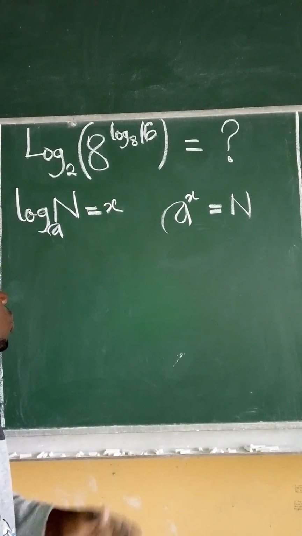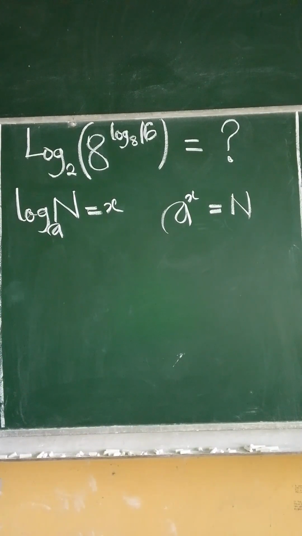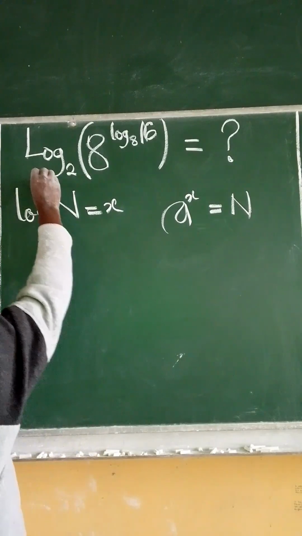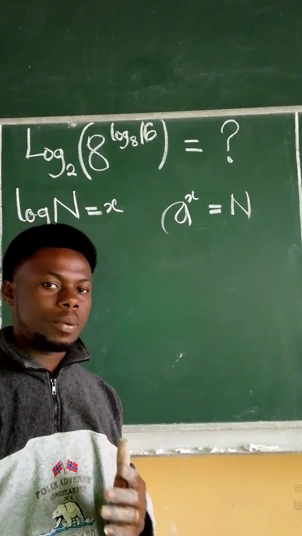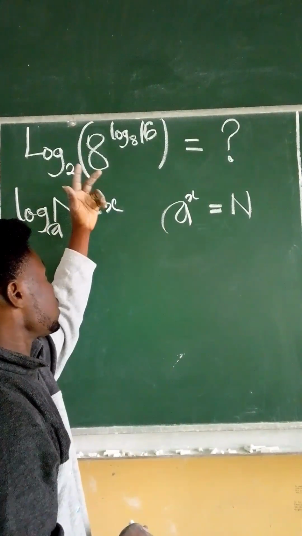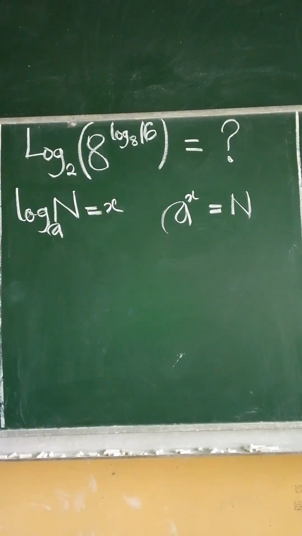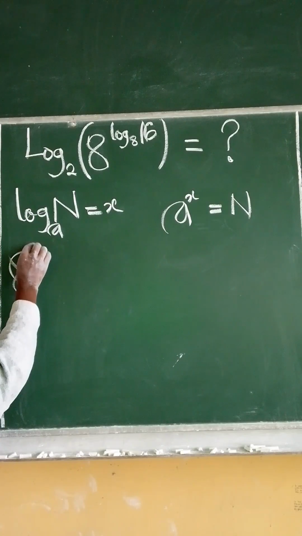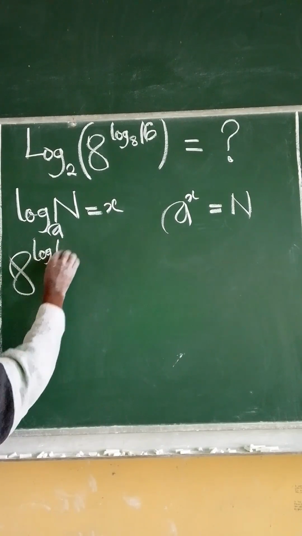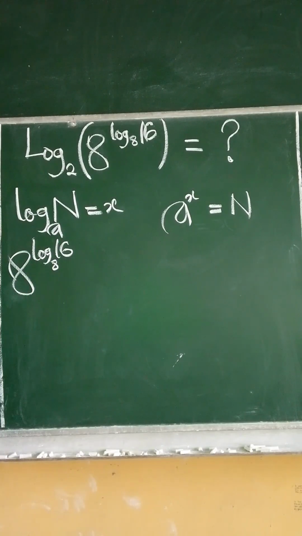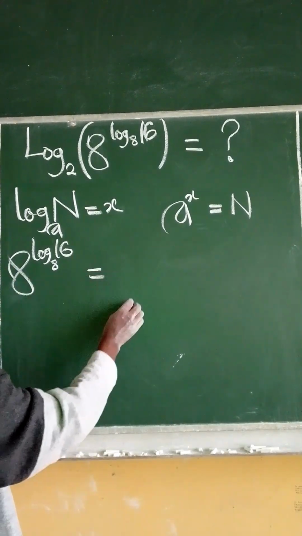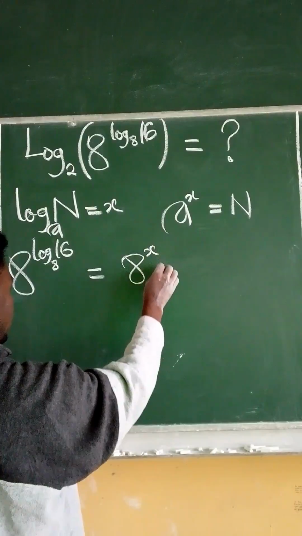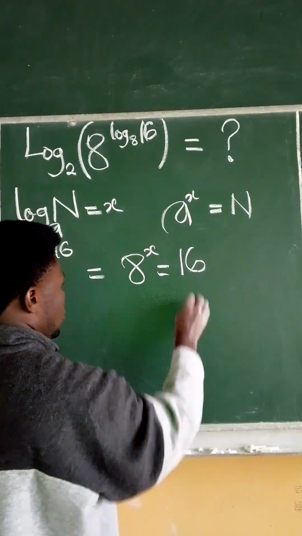Comparing this to what we have on the board, at this point, let us disregard this log in base 2 and work with what we have in the bracket, which is 8 raised power of log 16 base 8. Using the same principle, we have 8 raised power of x is equal to 16.